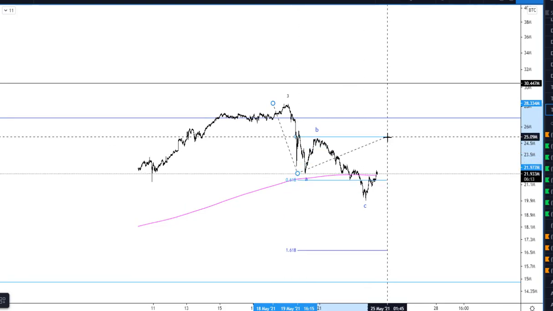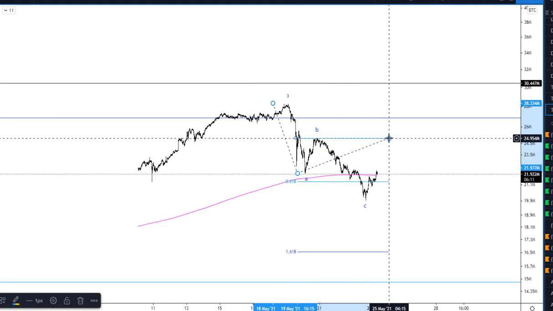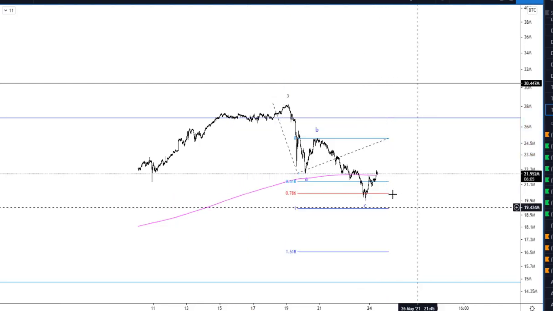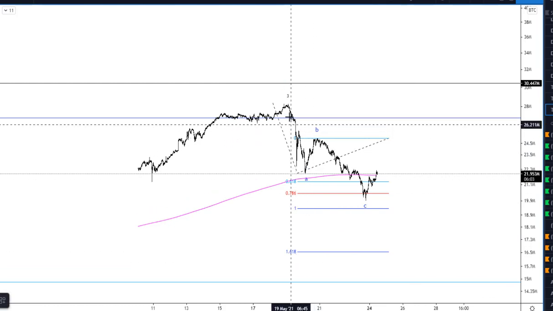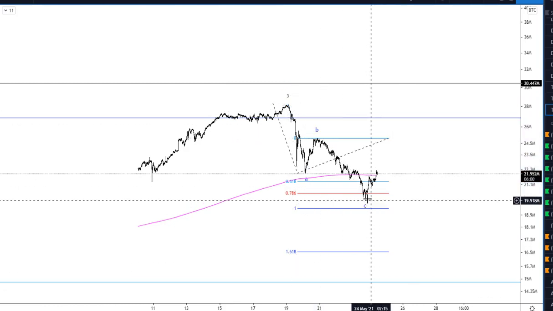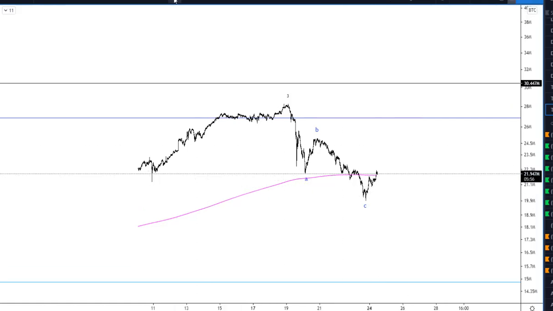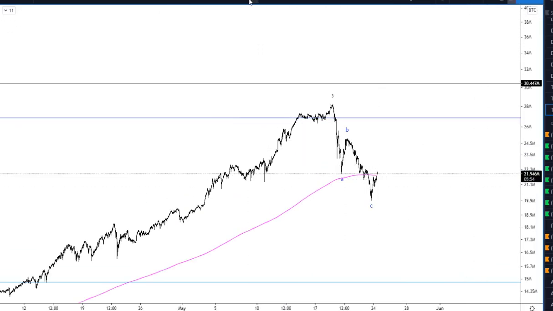Right, let's check the fib. We don't even reach the 1 to 1, which is another great sign that this is a wave C. Maybe we can draw a channel as well. No, I can't. But yeah, it looks good. It looks good. You should take your fib.